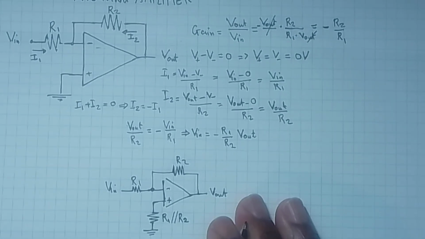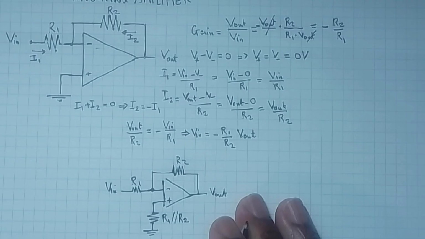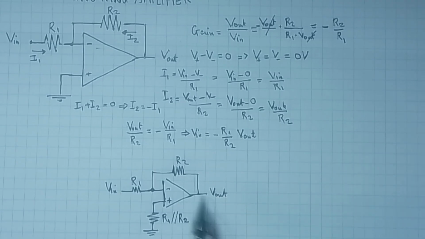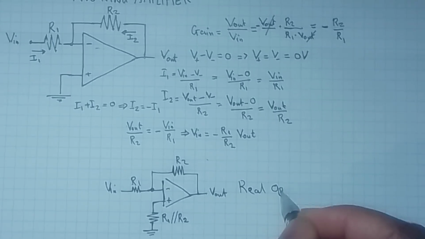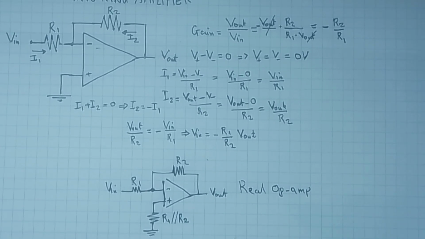Sorry, okay. So to minimize input bias current for a real op amp, it may be necessary to put a resistor between the non-inverting terminal and ground of the value R1 in parallel with R2.